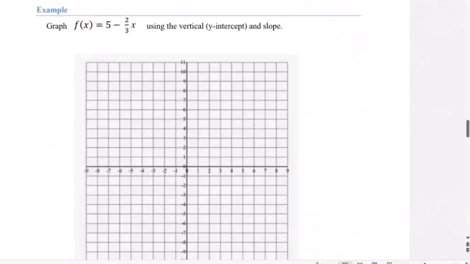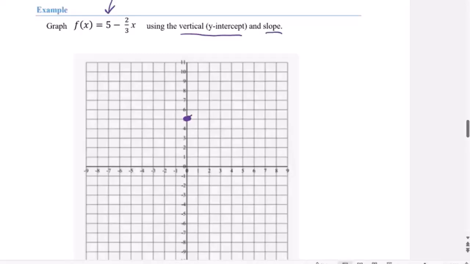Now, it just wants me to graph this. It's very easy to graph something like this because we have our vertical intercept, also called our y-intercept, and we know our slope. So I'm going to start with my vertical intercept. That is 5. So I come here when x is 0, y is 5. 1, 2, 3, 4, 5. I have this point right here.